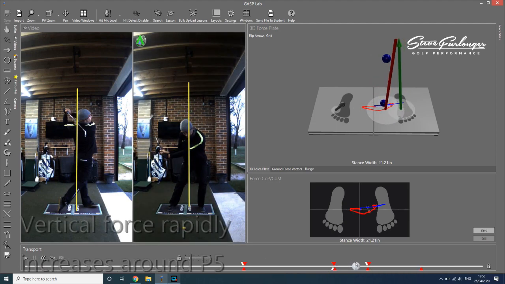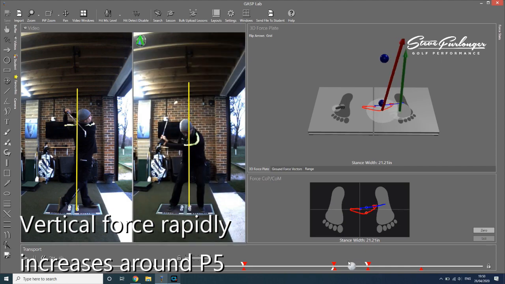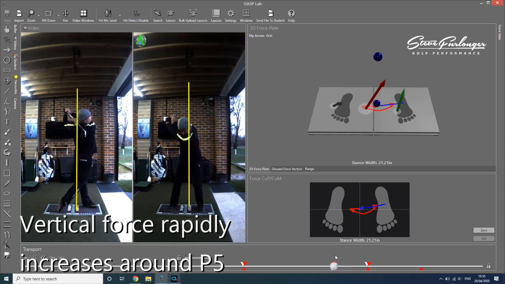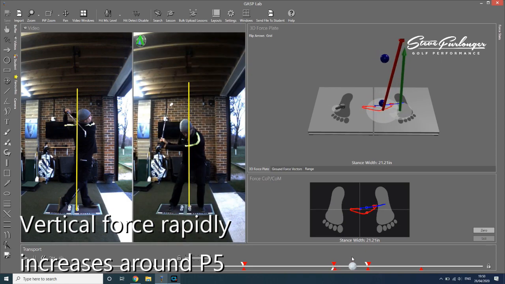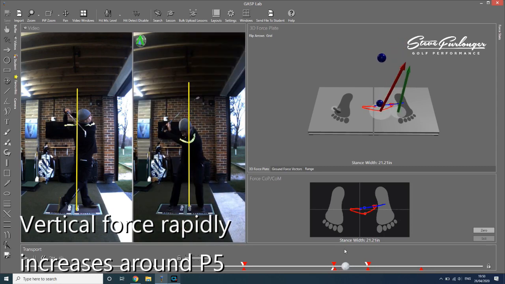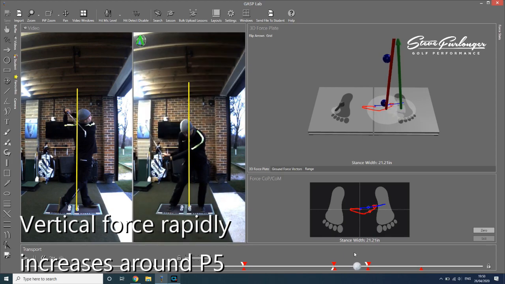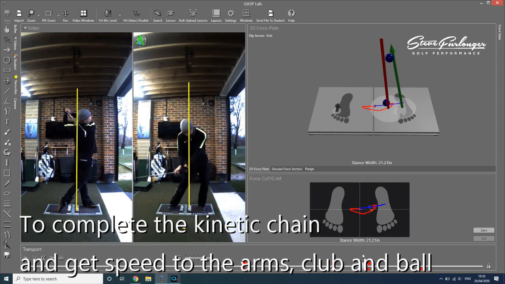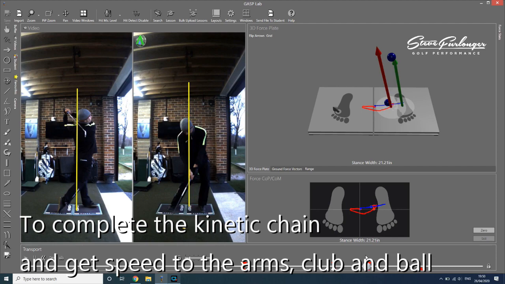And then we can see how the vertical force ramps right up, mainly from the lead foot contribution there, as my body starts to slow down rotating to try and get the speed out to the golf club and the ball.